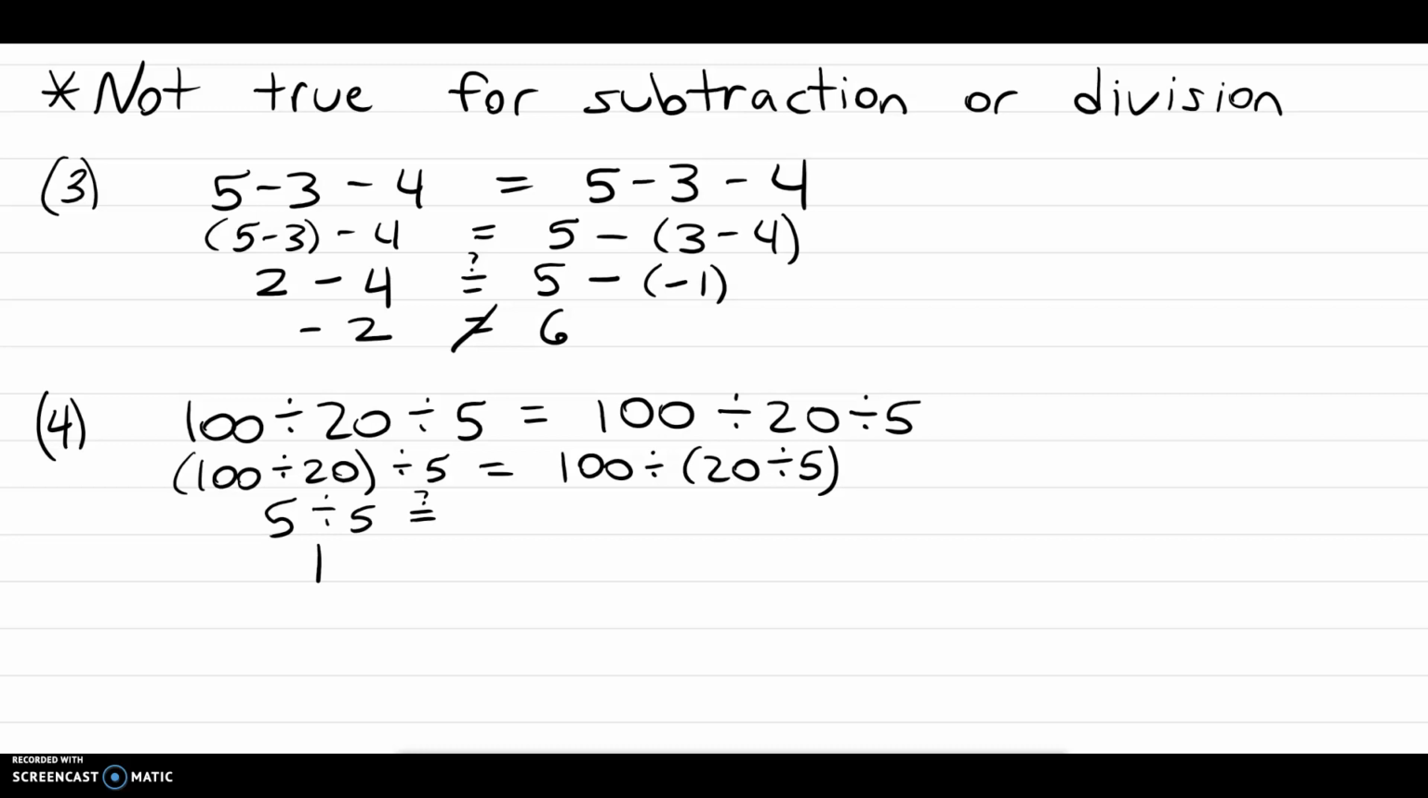So is that going to equal, over here we have 100 divided by 4, because 20 divided by 5 is 4. Remember, order of operations says you do inside parentheses first. Does that equal together? That will not, because 100 divided by 4 is 25. So for the associative property, you can only use it with multiplication and addition, and it just depends on how you group the numbers. Okay, so you can try these practice problems now.